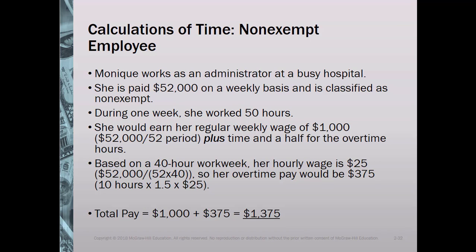So we would need to figure out how much she makes per week. $52,000 paid weekly, so 52 weeks, she's being paid $1,000 a week. We now need to divide that by 40 to figure out what her hourly rate is. So her hourly rate is $25. In this case, she's going to get overtime of 10 hours because she is non-exempt.